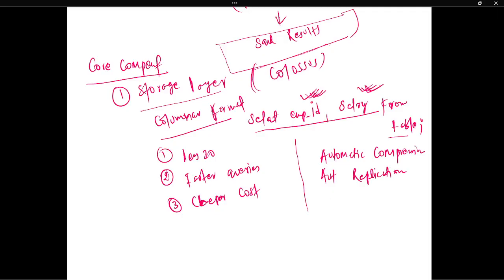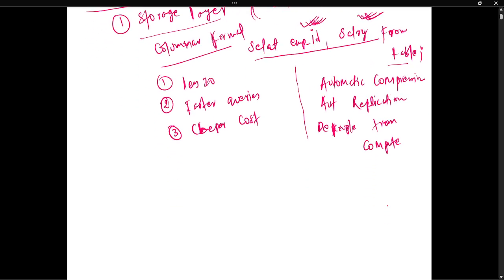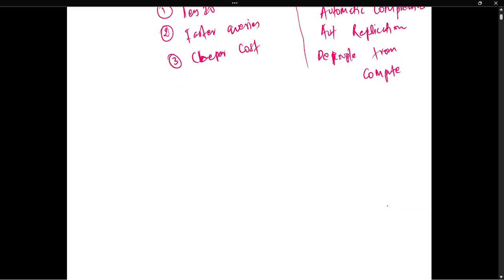Then we have it decoupled from compute. So basically the storage layer and the compute layer are different. First is the storage layer, so we understand the storage layer. We will see in detail what Colossus is and how Dremel works.